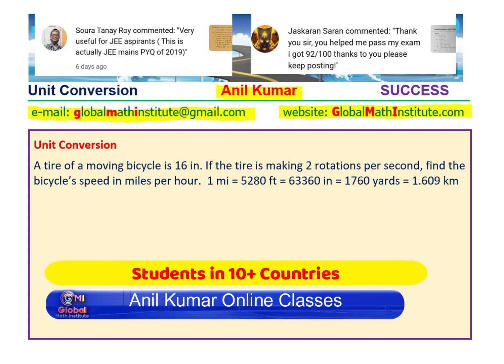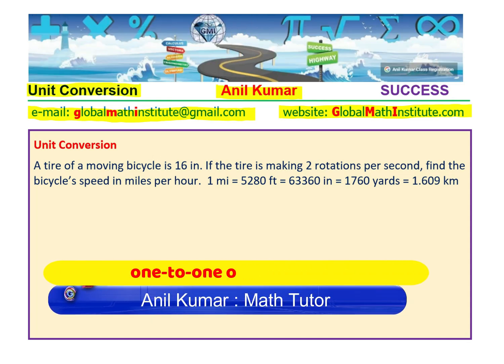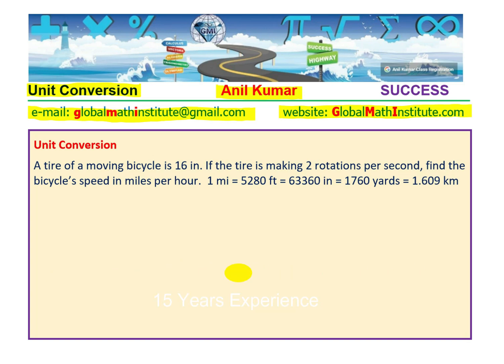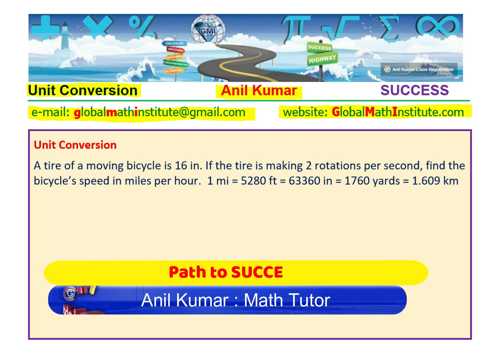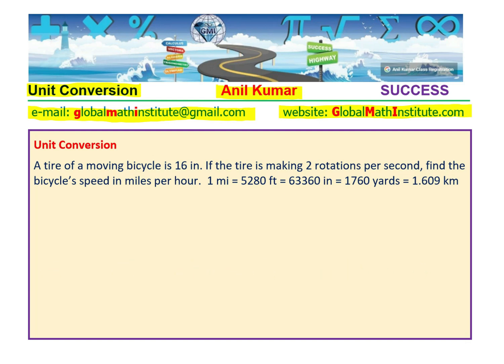Here is a very interesting question based on unit conversion. The problem is: a tire of a moving bicycle is 16 inches. If the tire is making 2 rotations per second, find the bicycle speed in miles per hour. We have also given you the conversion factors. 1 mile is 5280 feet, or 63,360 inches, or 1760 yards, or 1.609 kilometers.